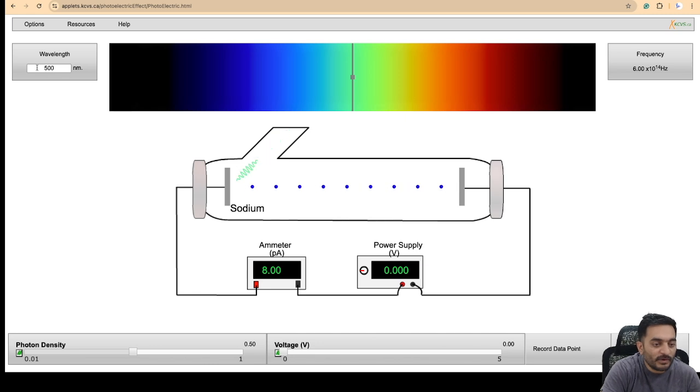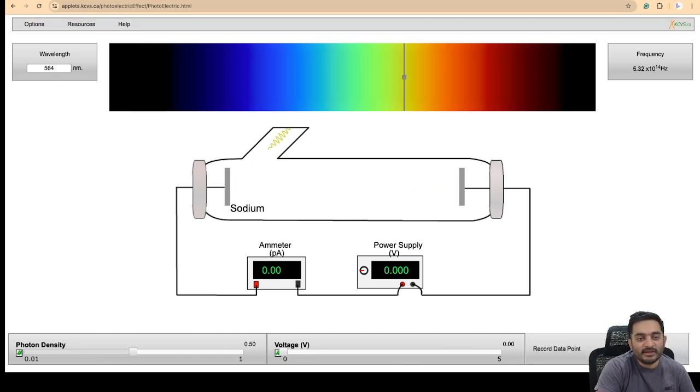This is the part where it is wavelength. This is the part where it is frequency. Down it is intensity, which is written as photon density, and then you have a voltage. I'm going to just decrease the value of frequency first.